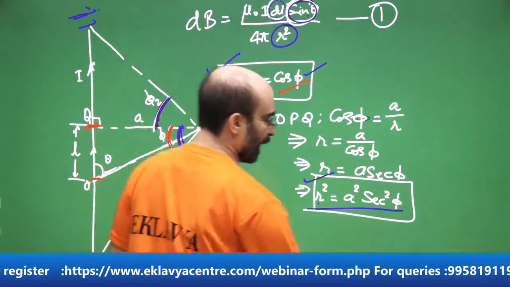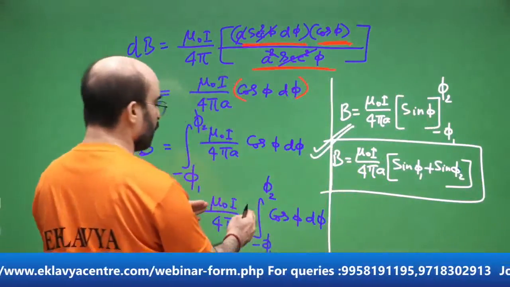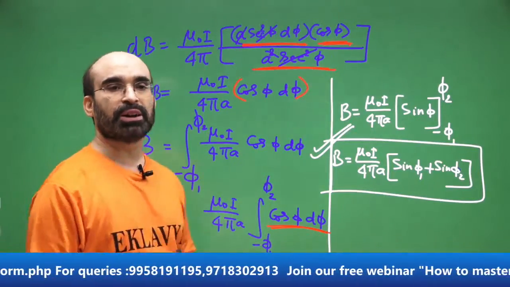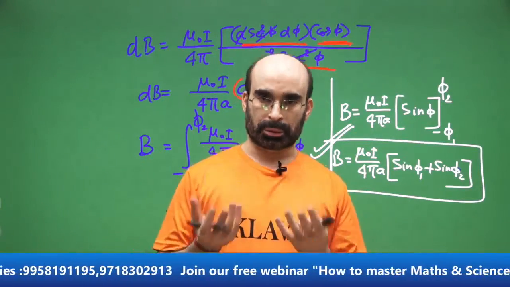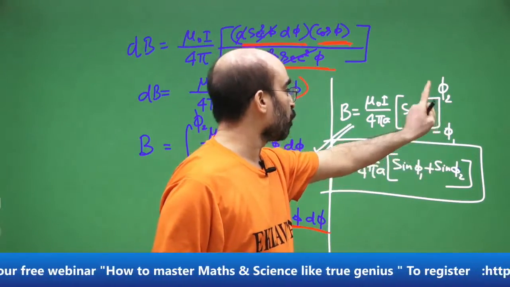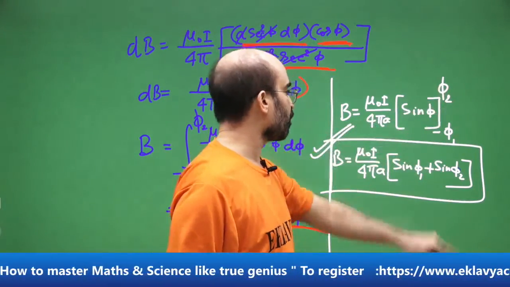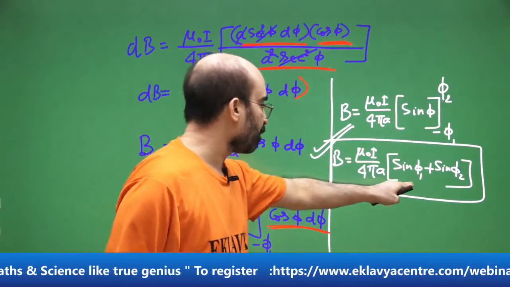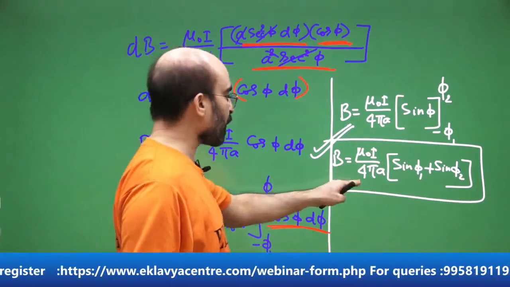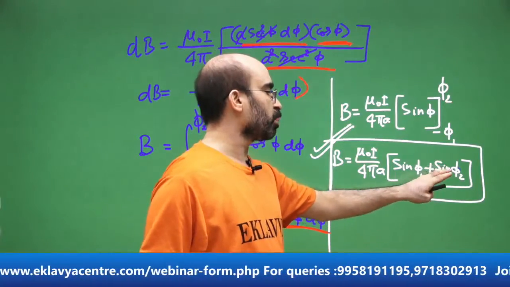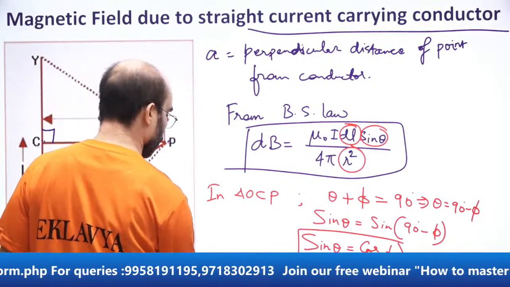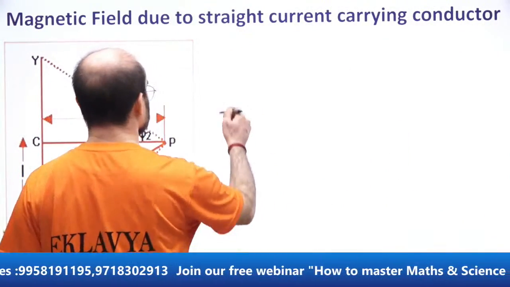So we have integrated this, and finally cos phi d phi comes out to be sin phi, over the limits minus phi 1 to plus phi 2, and then we have done this. This is our final result: mu naught I by 4 pi a into sin phi 1 plus sin phi 2. So let us put the result here. First of all, let us put the result here. What is the result?